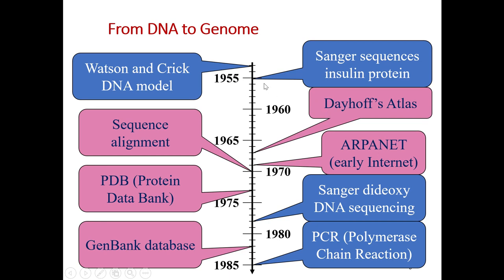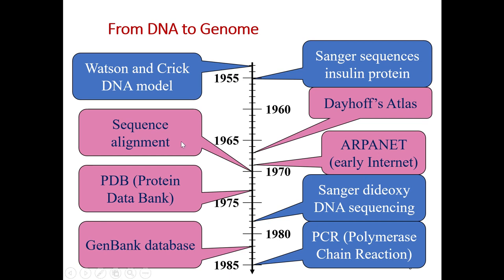Look. In 1955, Sanger determined the protein sequence of insulin. Now, of course, after that, many different scientists must have determined the protein sequences of different proteins. So, in order to store that protein sequence information, Margaret Dayhoff established the database called Atlas of Protein Sequences and Structure. Understand?